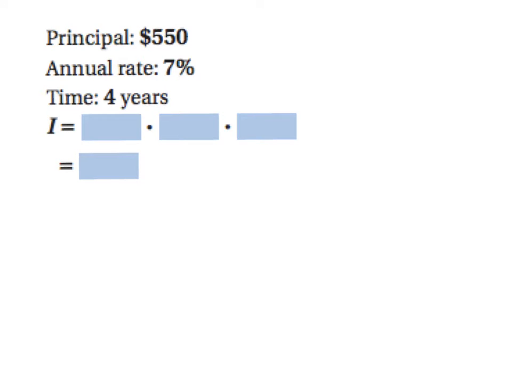Here's our first problem. Somebody put $550 in a savings account that earns 7% interest, and you might see right here it says annual. That means per year, and they're going to leave it in for 4 years. So first thing that you should always do is write down the formula. So I equals PRT.